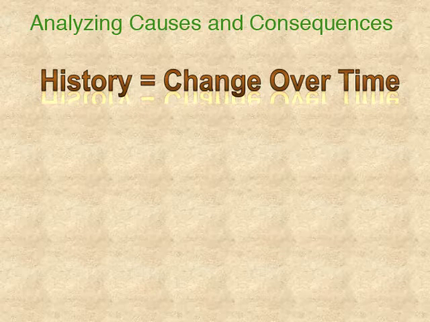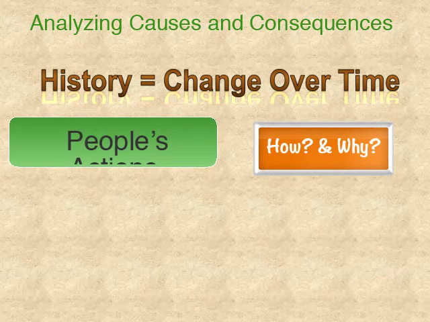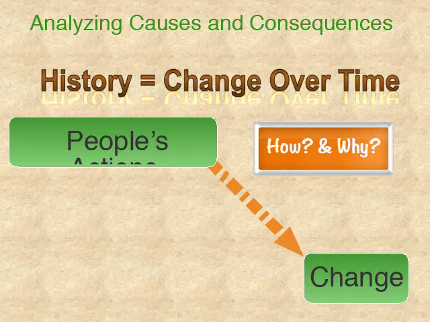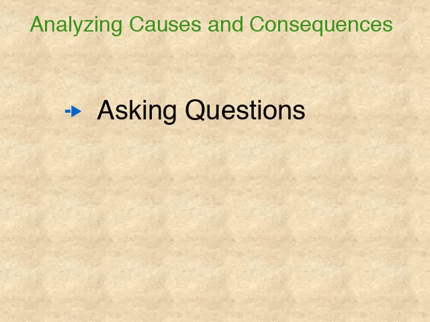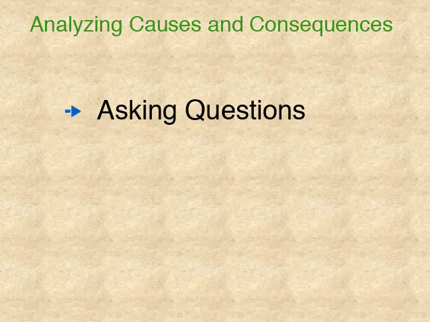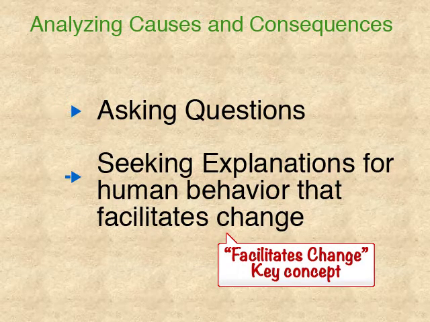Analyzing causes and consequences is a skill that seeks to explain the how and why of that change, and it's people that facilitate that change, either individuals or groups, and their actions that create change. And this is referred to as human agency. And people do this in all kinds of ways. People advocate for change, people shape change, people resist change, but it's people who create change. Analyzing causes and consequences will require asking questions and seeking explanations for this human behavior that facilitates change. But now the key concept is behavior, actions, decisions that facilitate change.